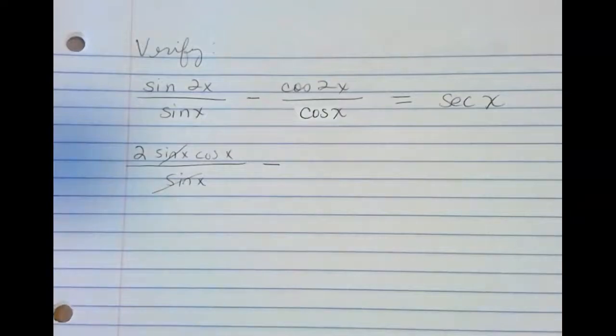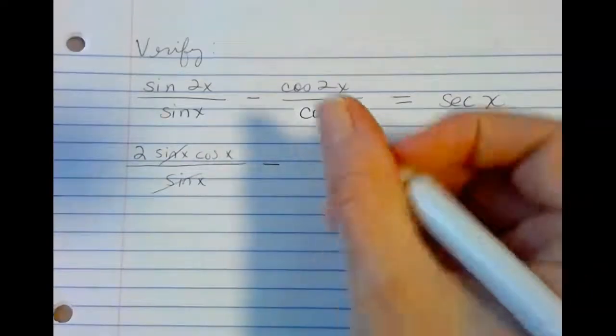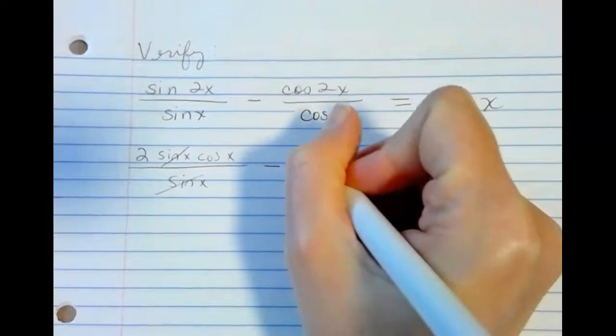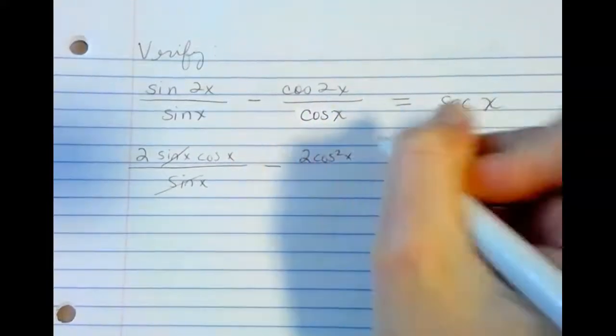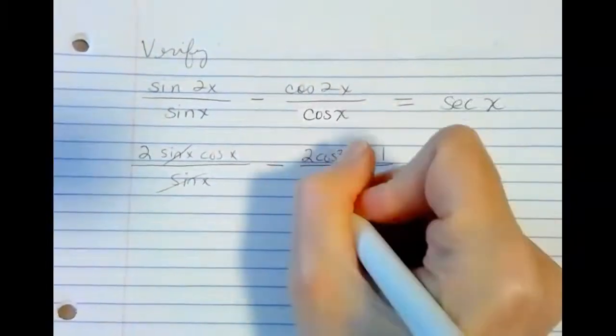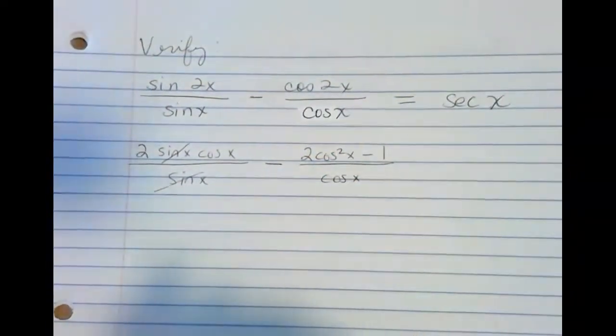Now the cosine of the double angle has several options. So for that cosine double angle, you got to make a choice. And so let's go with the cosine double angle is 2 cosine squared minus 1 over cosine x. Let's see what happens when we give this a shot.